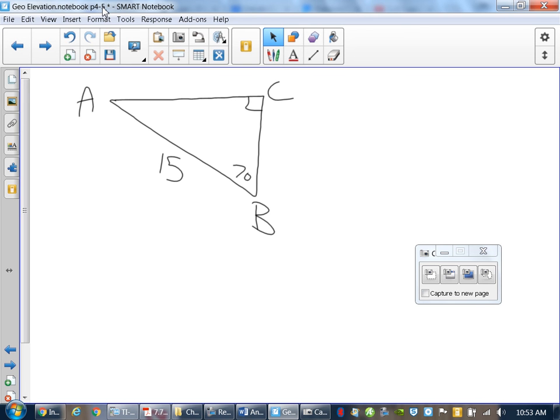Right triangle. I have a side and an angle given to me, which means I have to find another angle and two sides. Always, always, always reuse given information.